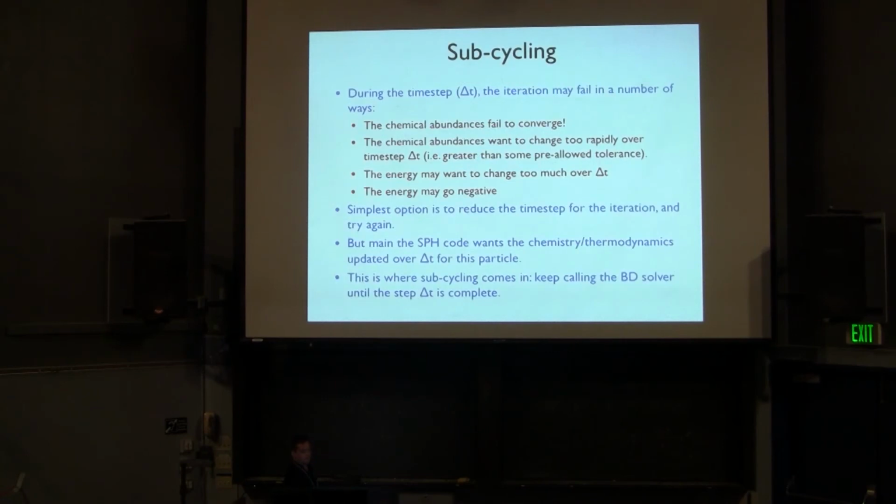So the energy can go negative, and that's obviously a pain. So the best way of solving this problem is to reduce your time step and go back around again and try to iterate again. Normally you find that it does converge the second time around or so, right?